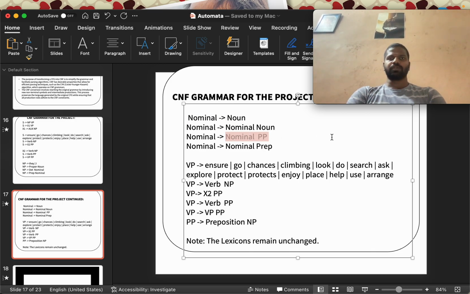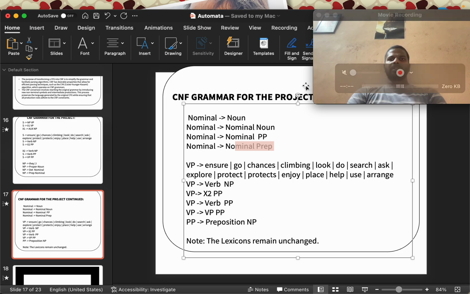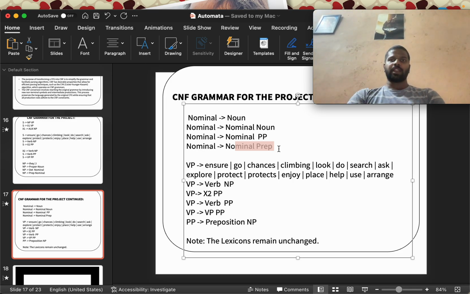And the third one is an extension of a nominal by adding a prepositional phrase, and the last one is an extension of a nominal by adding a prepositional phrase to it. The last one enables the addition of a preposition to a nominal. These production rules provide a structured framework for generating and analyzing sentences in the given Chomsky normal form. By applying these rules and combining the appropriate components, we can generate valid sentences with different structures and combinations of noun phrases, verb phrases, prepositional phrases, and more.